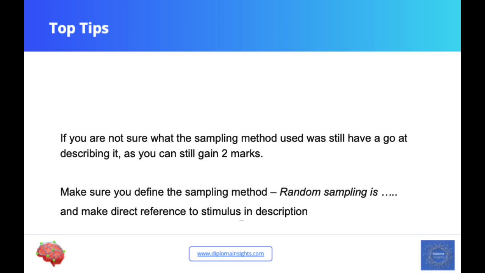If you're not sure about the sampling method, have a guess and still have a go at describing it, because you could still get 2 out of the 3 marks for an accurate description, even if you misidentify the sampling method. And after identifying the sampling method, make sure you define it and then make direct reference to the stimulus in your description of the sampling method.